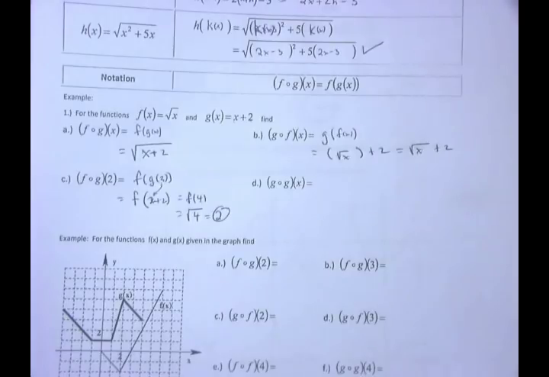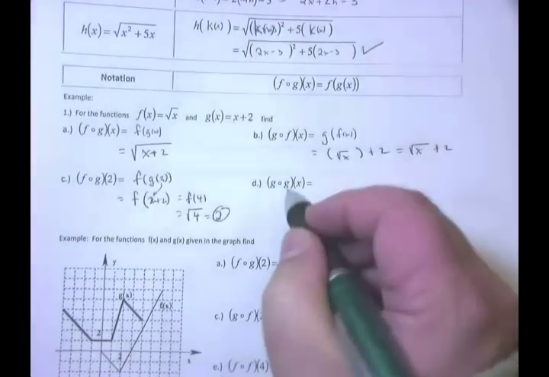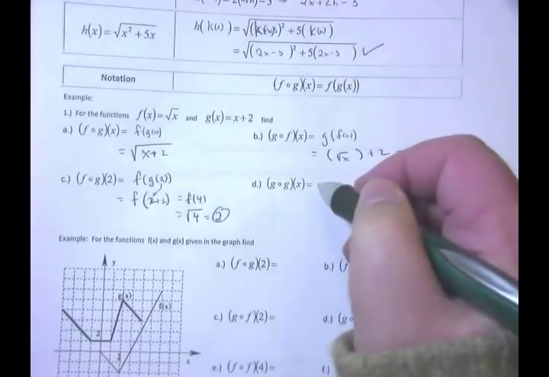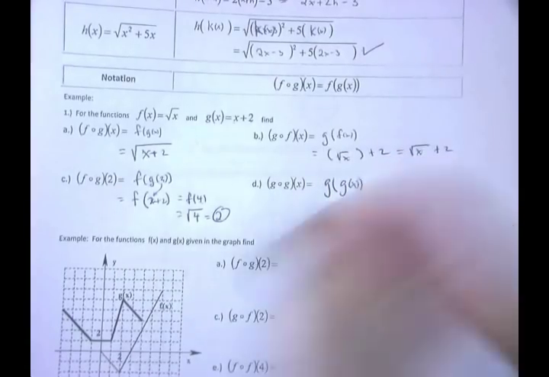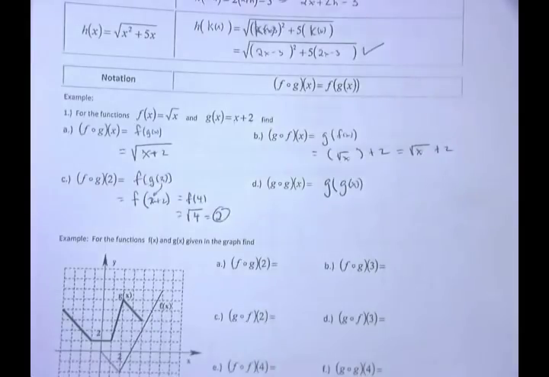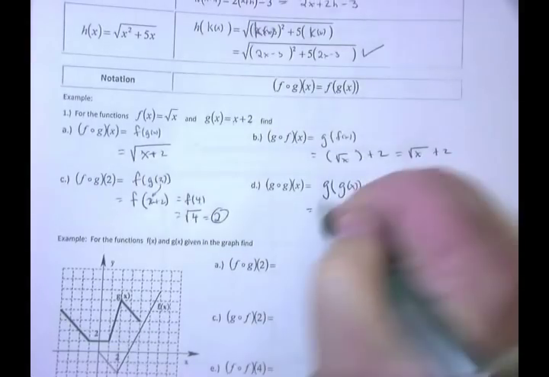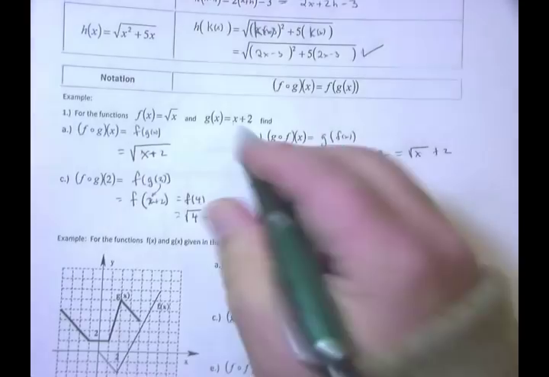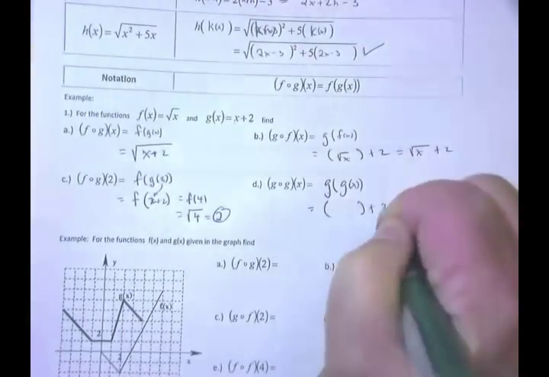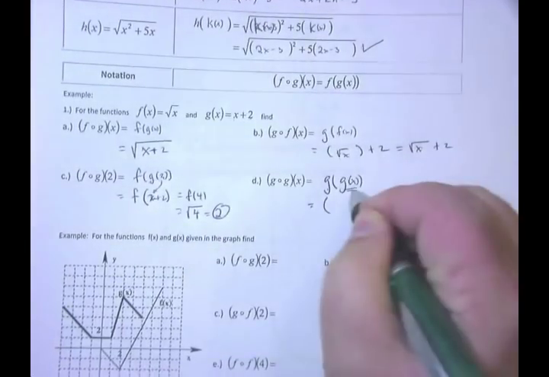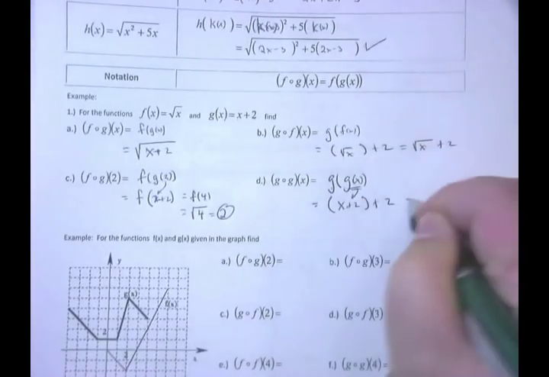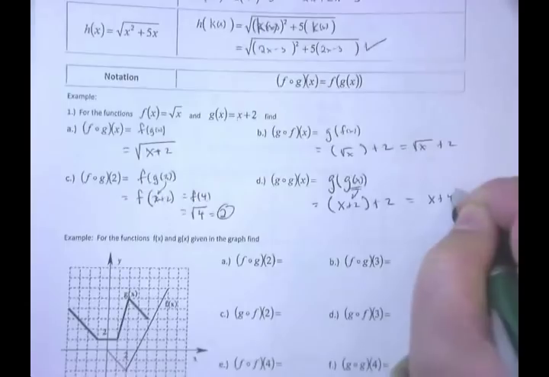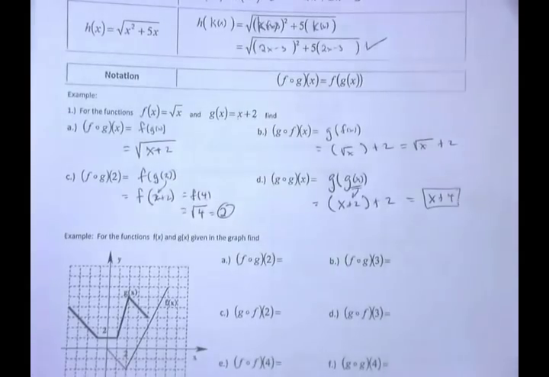And don't forget, you can do fogs and gofs, but you can also do gogs. G of g of x. What does that mean? G's on the outside and g's on the inside. You're plugging g into the x of the g function. Who's your commander? The guy on the outside. What does g look like? Somebody plus 2. What goes in the x on the inside? Another x plus 2. And if you clean it up, you get the answer x plus 4.